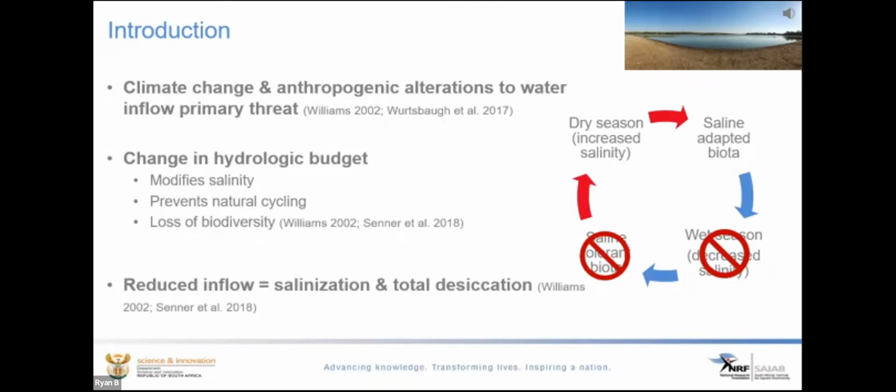These habitats have a very specific hydrologic budget that the biota have adapted to, and a change in this will modify the salinity and prevent the natural cycling in salinity, which can eventually lead to a loss of biodiversity. The worst-case scenario for these systems is a reduction of water inflow that can cause severe salinization, or increased salinity, and may eventually lead to the total desiccation of a saline lake.